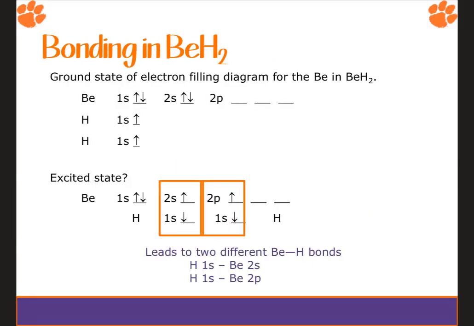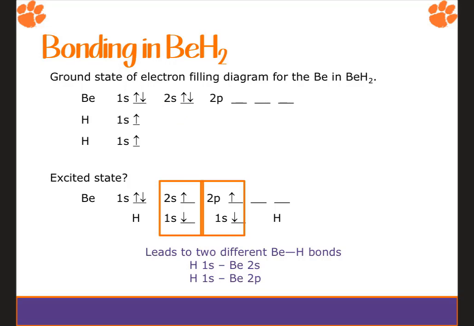Let's look at the hypothetical bonding in the BeH2 molecule. Here we have the ground state electron filling diagram of beryllium and the two hydrogen atoms. Beryllium is 1s2, 2s2. Hydrogen is 1s1, and the other hydrogen obviously is 1s1. If we look at the beryllium electron filling diagram, we notice that we've got 2s2, a pair of electrons here. So there's really no impetus for this atom to make a bond.